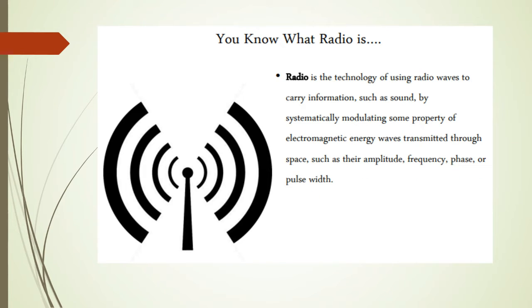Next, what is radio? Radio is the technology of using waves to carry information such as sound by systematically modulating some property of electromagnetic waves transmitted through space, such as their amplitude, frequency, phase or pulse width. So radio carries the information and transmits it through space.